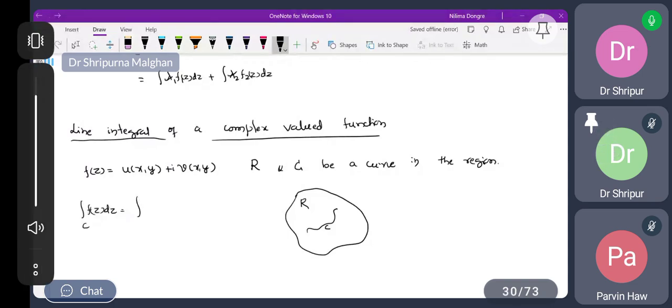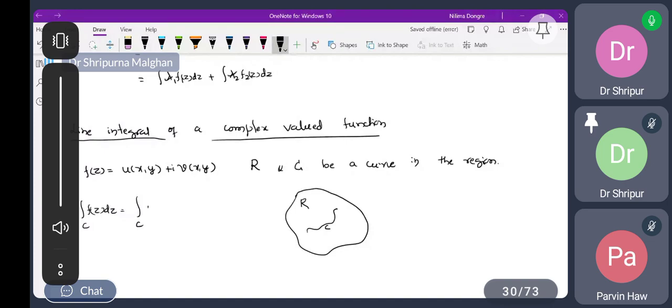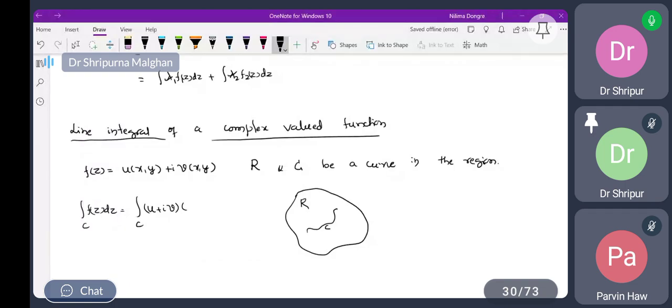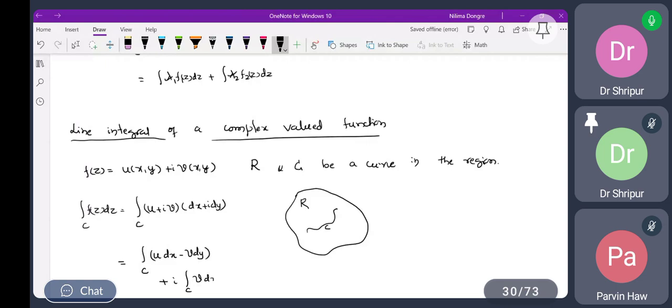So this is integration over C of u plus iv. F of z is u plus iv, and you know that dz is dx plus i dy. This you already know, so we are just substituting that. So this is equal to integration over C, writing the real part and imaginary part: integration over C of u dx minus v dy plus i times integration over C of v dx plus u dy.